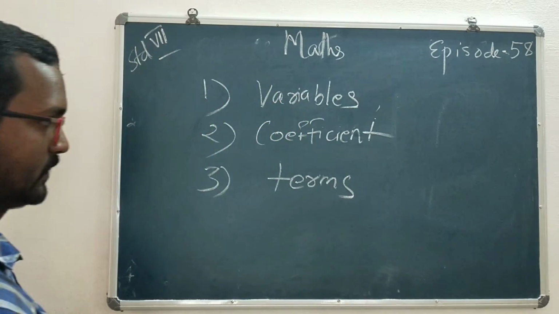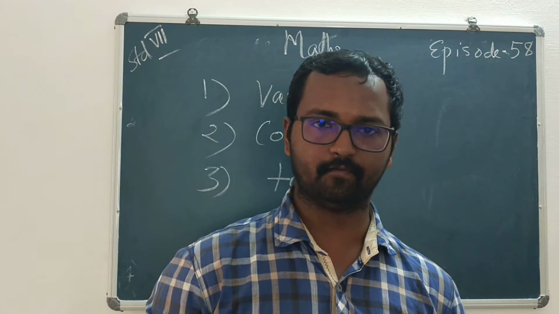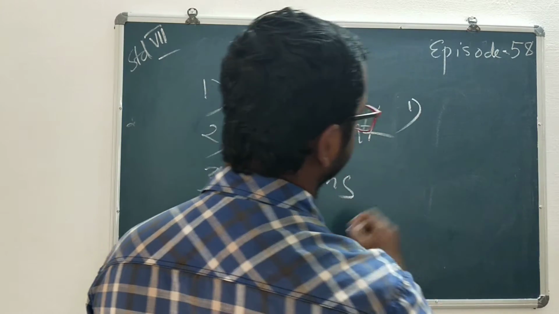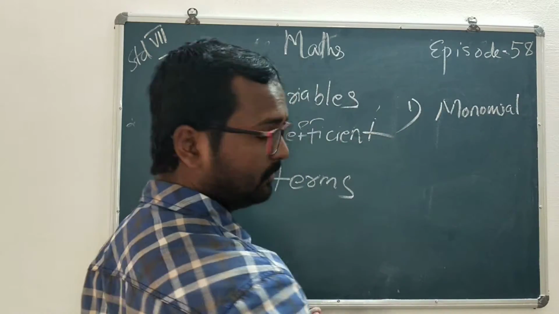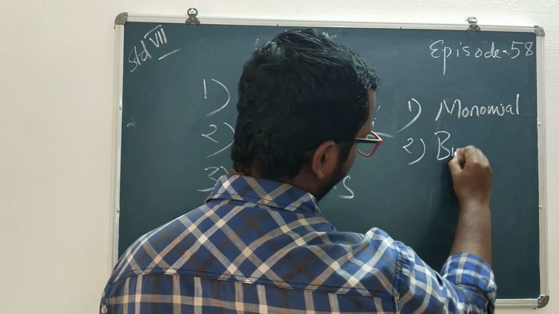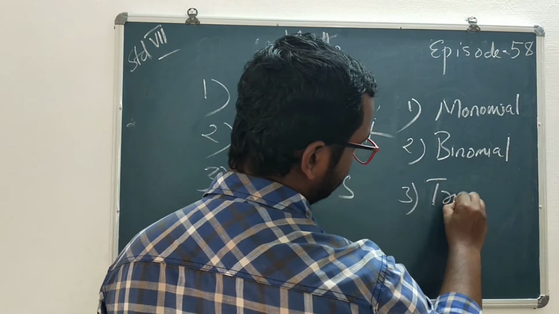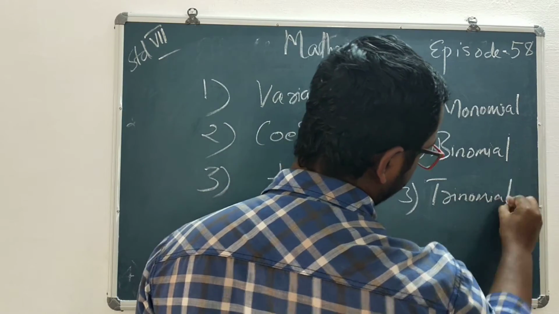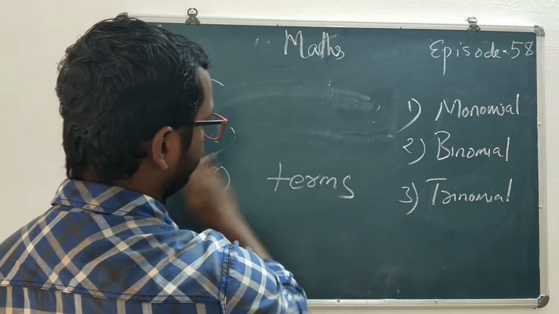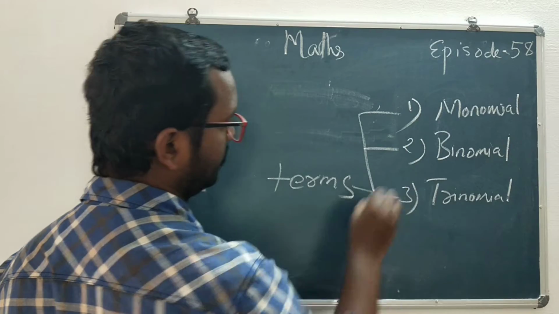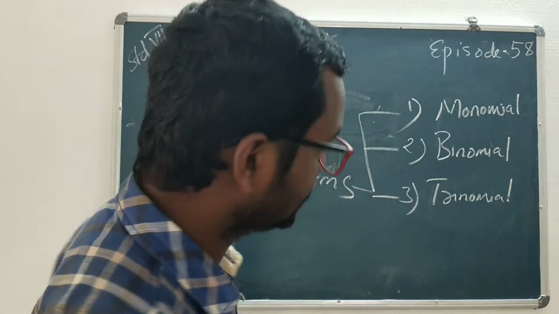Now let us look at terms. See, in this class we are going to study 3 types of terms. Okay. First is monomial, second is binomial, third is trinomial. Okay, so three types of terms: monomial, binomial and trinomial. Okay, so let us understand what is monomial.